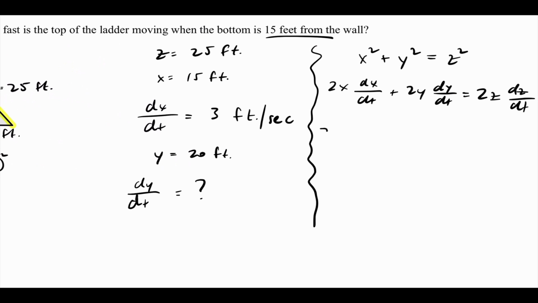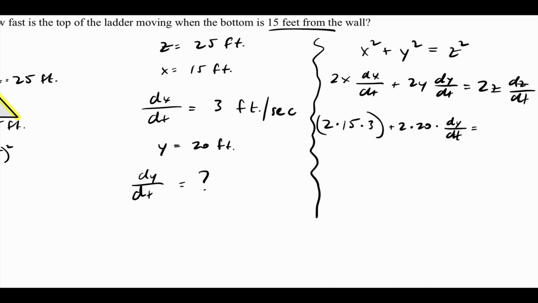Okay, so 2 times x. What is x? 15. What is dx dt? 3, right? 2y. What is y? 20. I don't know dy dt. Z, I know z is 25. What is dz dt? I don't have that on my list.